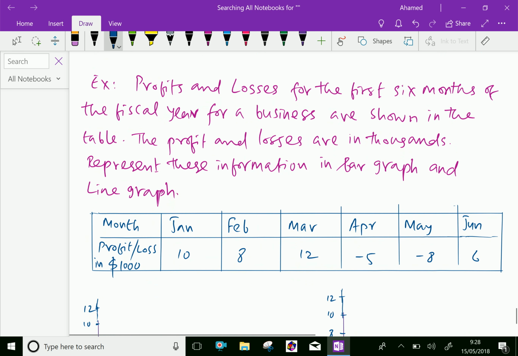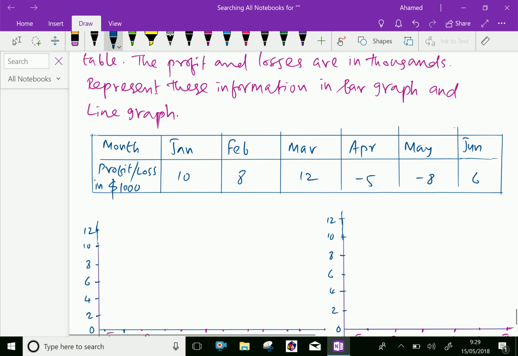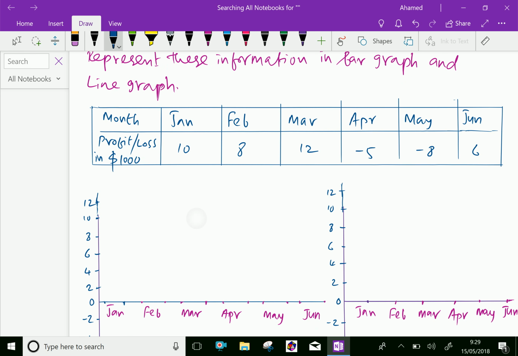One more example. Profit and losses for the first 6 months of the fiscal year for a business are shown in the table. The profit and losses are in the thousands. Represent this information in a bar graph and a line graph. Here the month is given, and profit and loss in thousands is given, for January, February, March, April, May, June, 6 months.